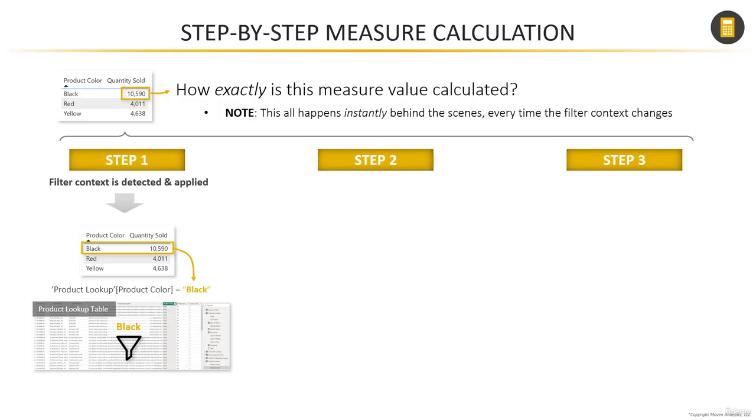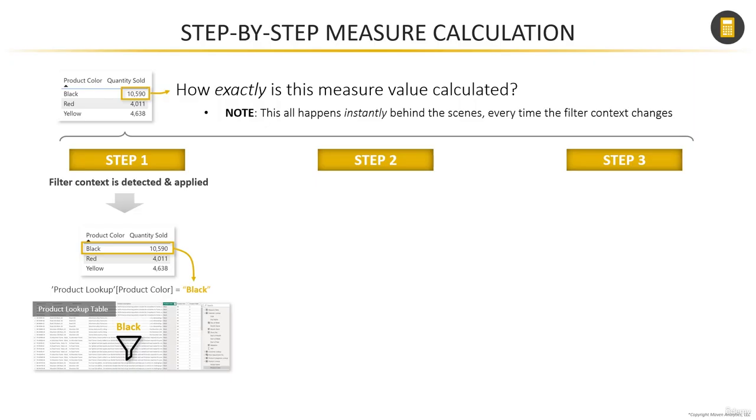So this is where Power BI looks at the filter context for that particular value and says, okay, I'm being asked to only care about rows where the product color in my product table equals black. And as a result, the product table then gets filtered down to the point where you're only left with rows where the product color equals black.